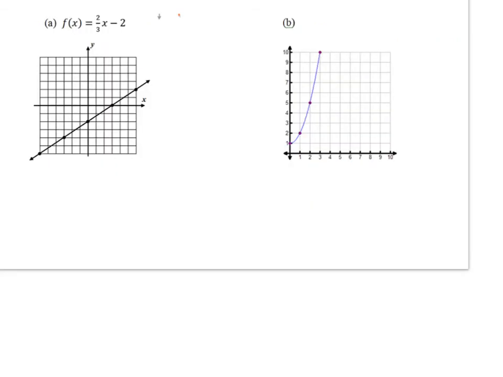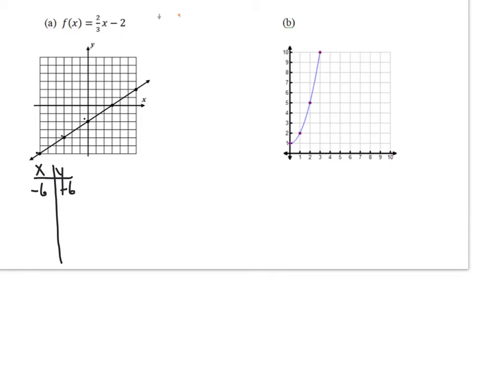So for example A, we're given the function f of x is equal to 2/3 x minus 2. The easiest way to find the inverse of this function is to create a table of values showing the ordered pairs of some of the points that I see on this graph. You'll see that some of these points are highlighted. I'm going to write down those ordered pairs.